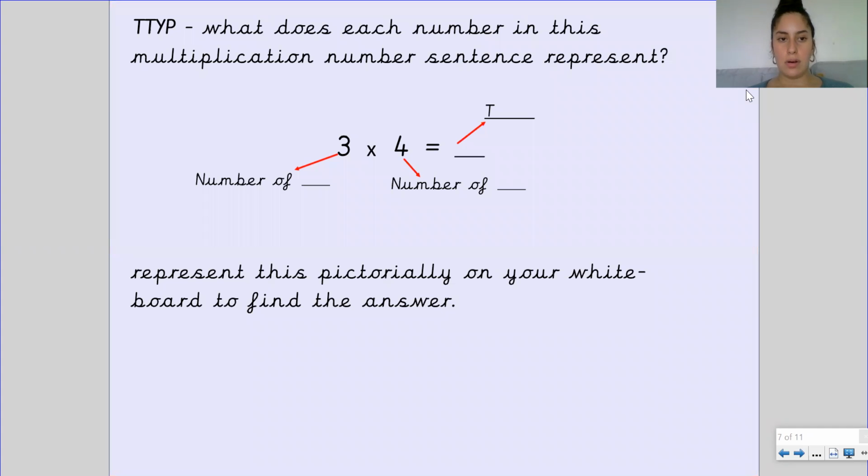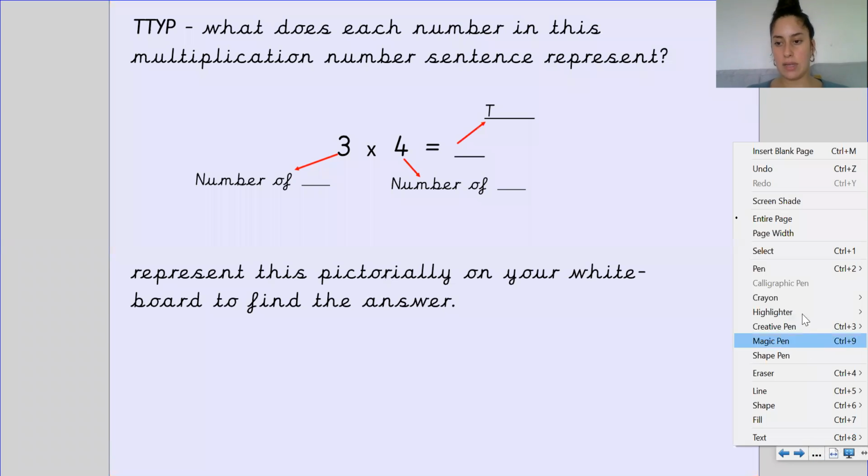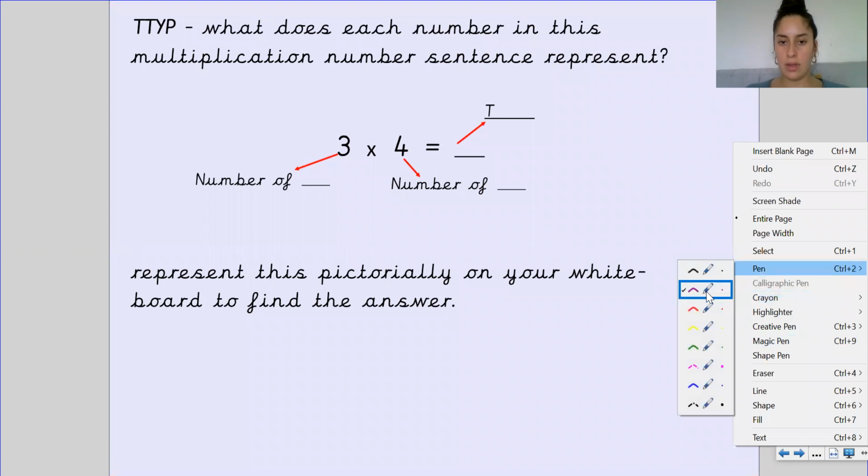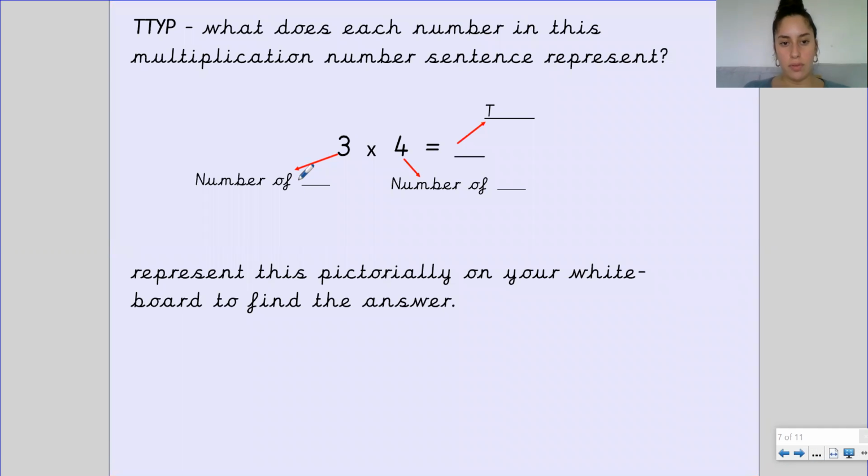To start off, remind yourselves of what each number in a multiplication number sentence represents. So pause the video and have a think and play the video when you're ready. So the first number in a multiplication number sentence represents the number of equal groups.